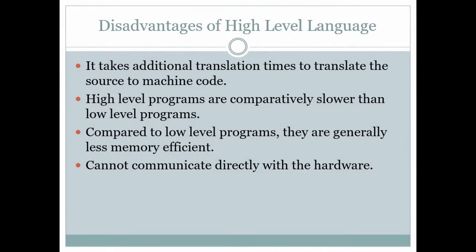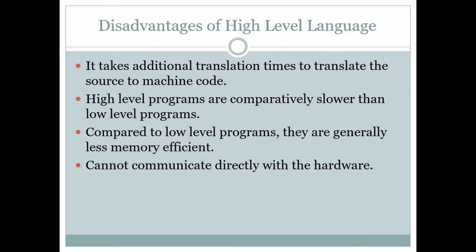Today I am going to point out some disadvantages of high level language and many other topics too. High level languages are machine independent. That is why a program written in a high level language may not run on another machine. It is less memory efficient because it may take more memory as compared with low level programs, it cannot communicate directly with the hardware, and it is much slower because high level languages need to be translated, converted into the machine code.